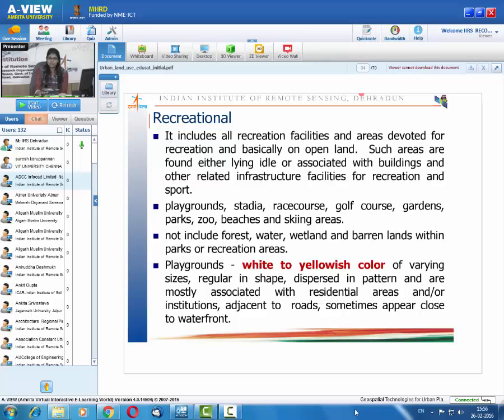Recreation will appear white to yellowish in color depending upon which type of ground it is. If it is a playground, then it will not have full growth of vegetation or grass over it, so it will appear white to yellowish in tone because the soil will be visible.